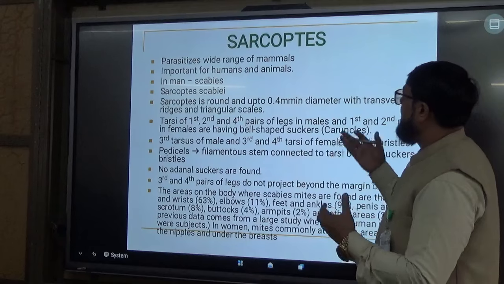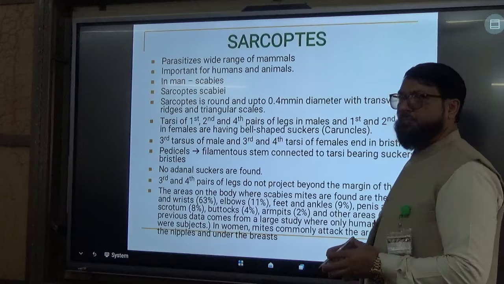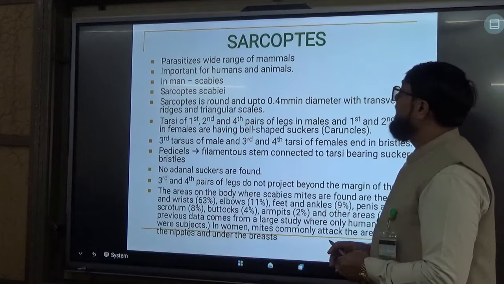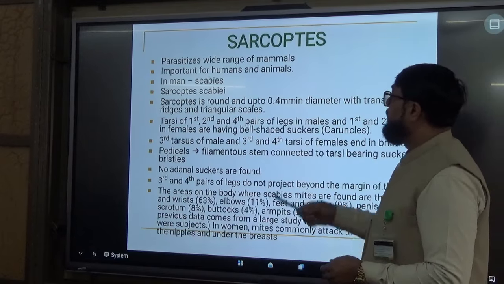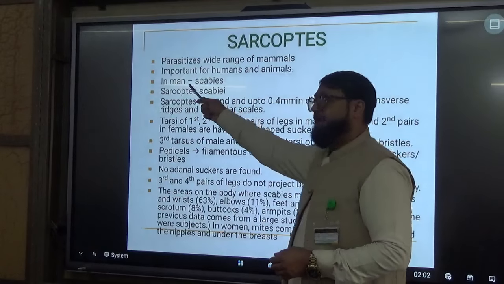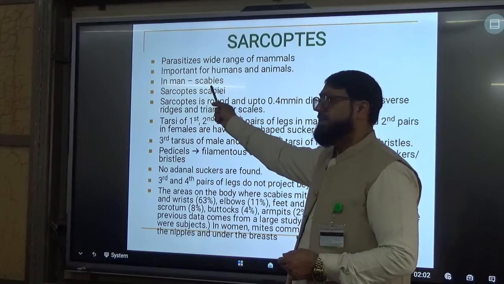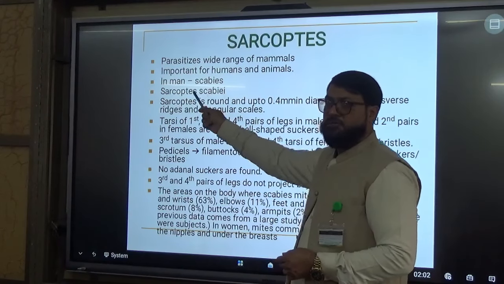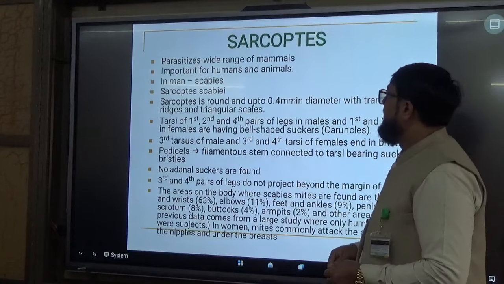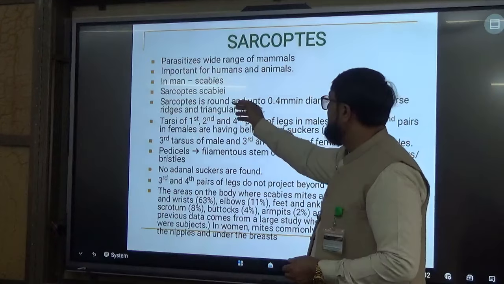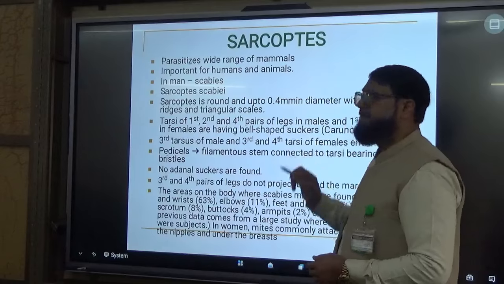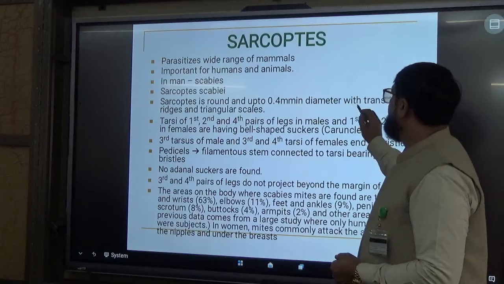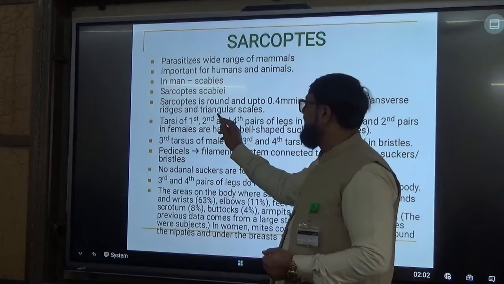A little bit about Sarcoptes, because this is one of the most important members of the burrowing mites. It parasitizes a wide range of mammals, important for humans as well as animals, and in man it causes scabies. Sarcoptes scabiei is the species which causes scabies in human beings. It is a round mite up to 0.4 millimeter in diameter only. So they are very small, as I mentioned, microscopic, with transverse ridges and triangular scales.